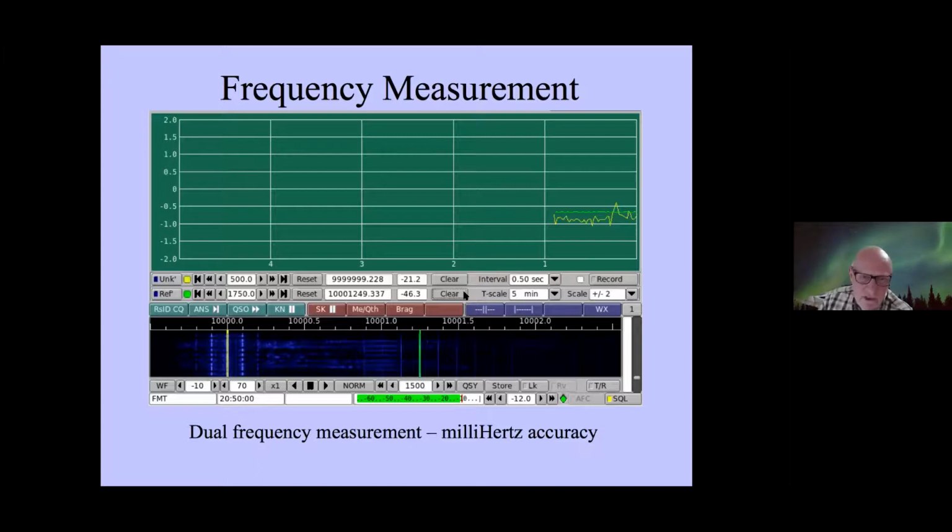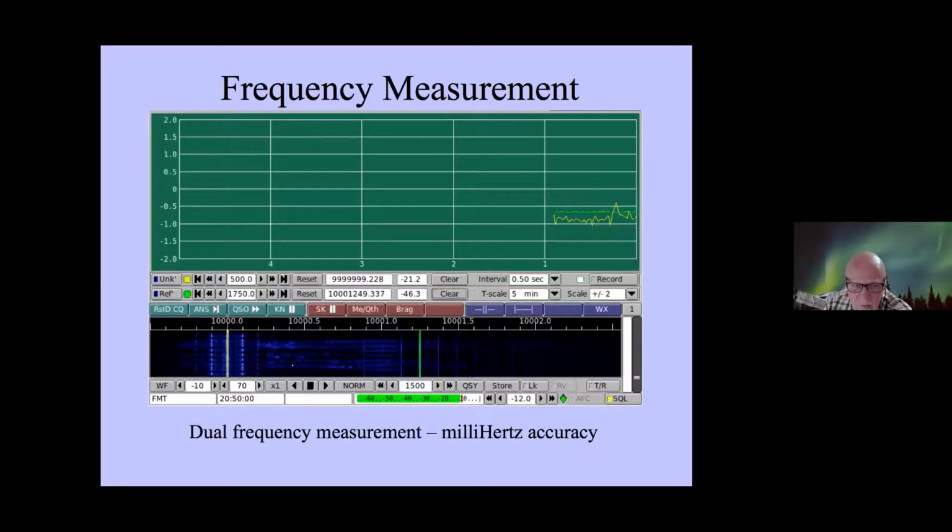Lastly, this is the frequency measurement test I mentioned. It gives you the ability to measure two frequencies at one time, both frequencies to a millihertz accuracy. You say, how can you do that if the transceiver is not that good? Well, you do it by using a separate reference signal. That's why the dual frequency measurement.